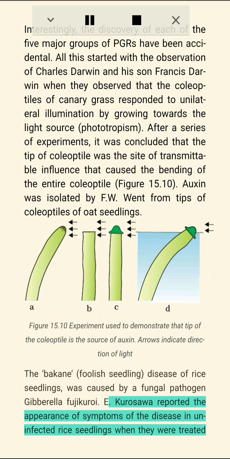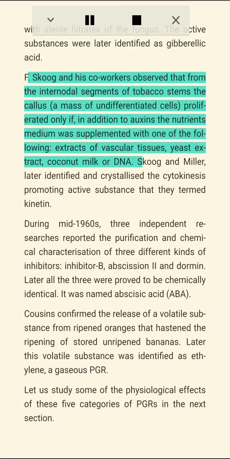The bakanae, foolish seedling, disease of rice seedlings was caused by a fungal pathogen, Gibberella fujikuroi. E. Kurosawa reported the appearance of symptoms of the disease in uninfected rice seedlings when they were treated with sterile filtrates of the fungus. The active substances were later identified as gibberellic acid.